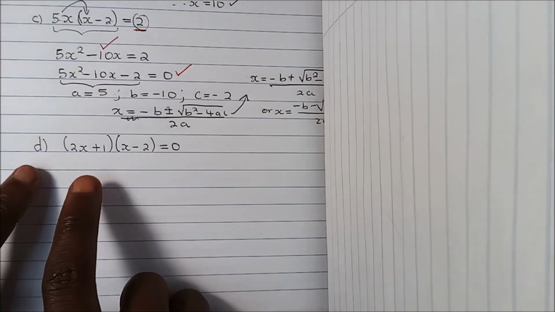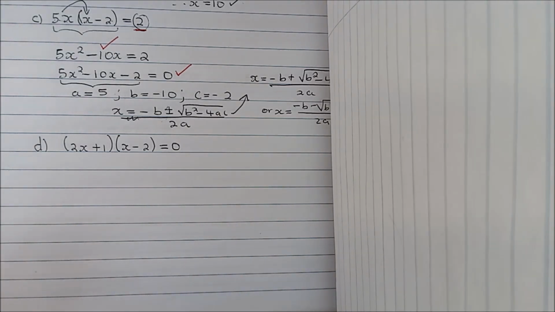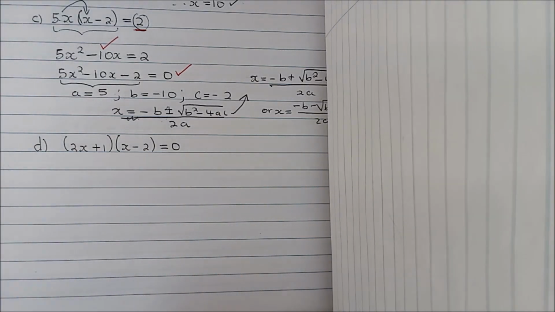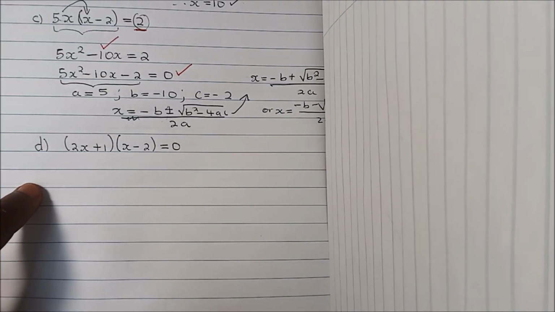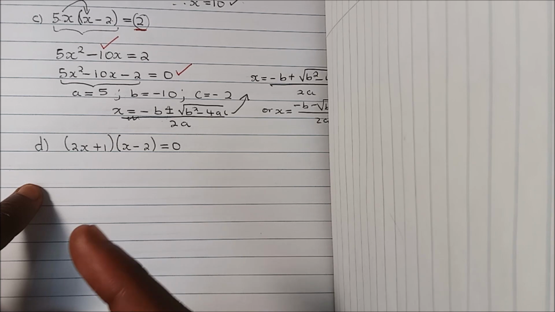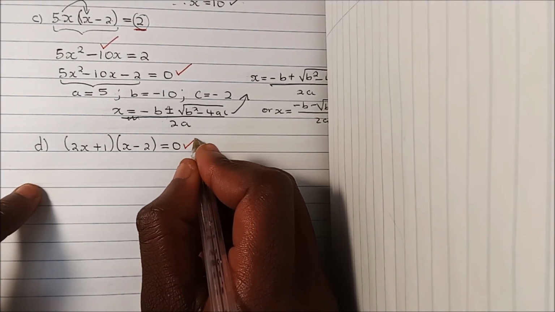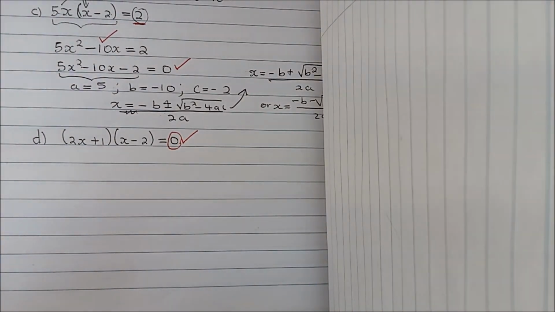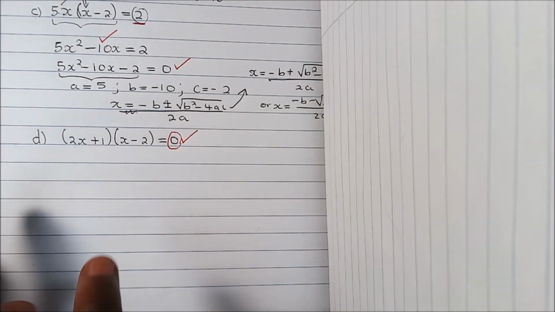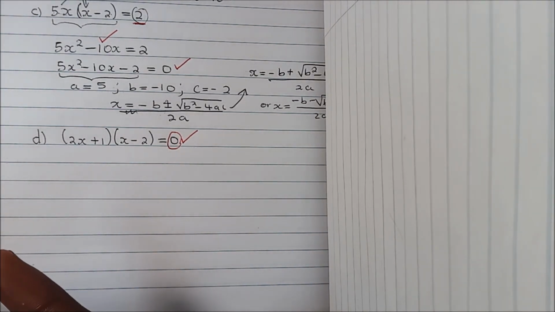So now let's look at D. What can we say about D? What is nice about D? The nicest thing about D is that they did our job. A job that was supposed to be done by us, they did it. They put 0 there. You need to be happy when you get such questions whereby you have 0 on the other side, because you will just use the product rule.